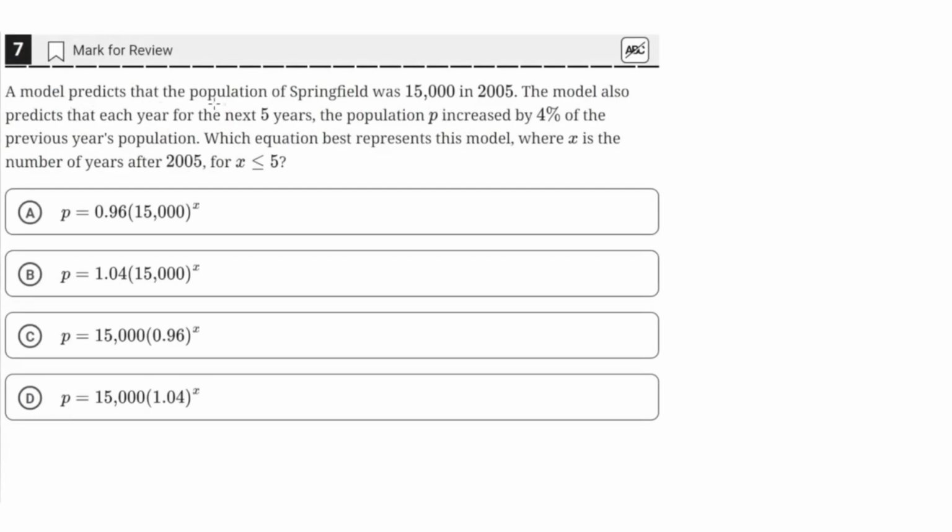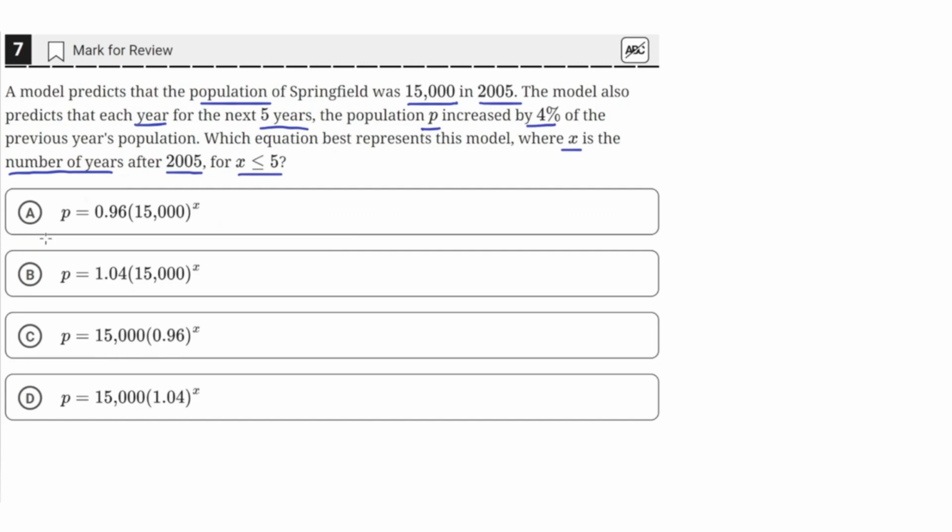A model predicts that the population of Springfield was 15,000 in 2005. The model also predicts that each year for the next 5 years, the population P increased by 4% of the previous year's population. Which equation best represents this model, where x is the number of years after 2005 for x is less than or equal to 5?